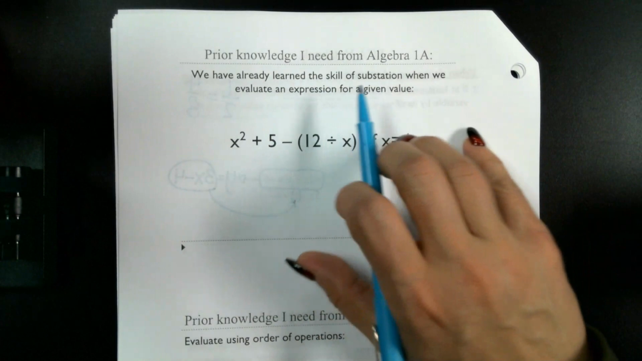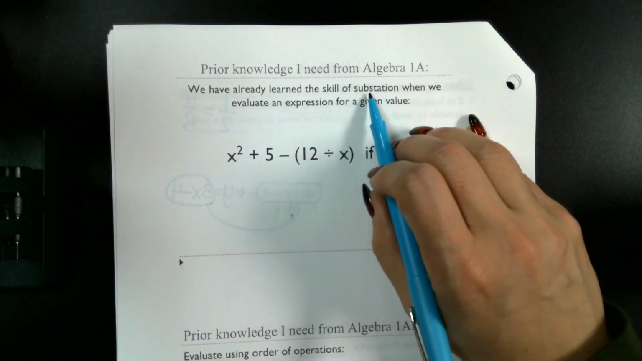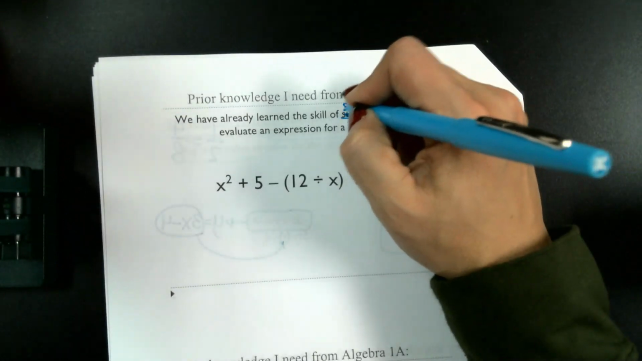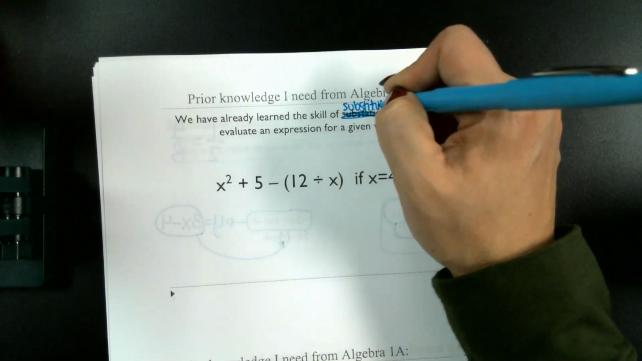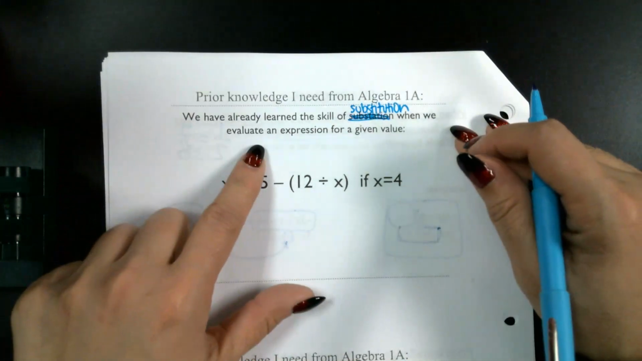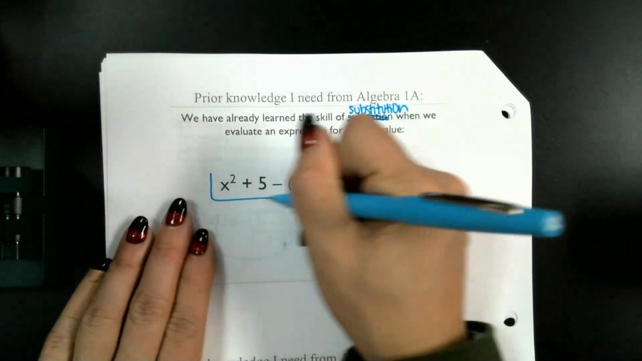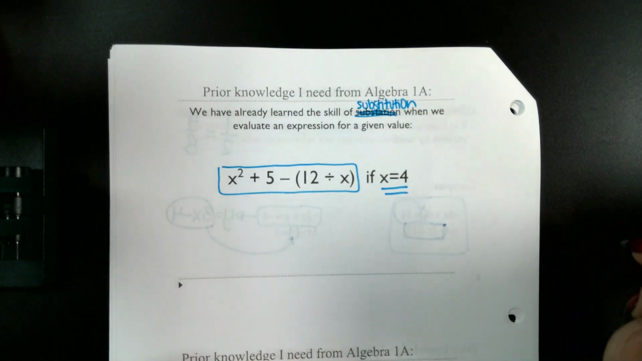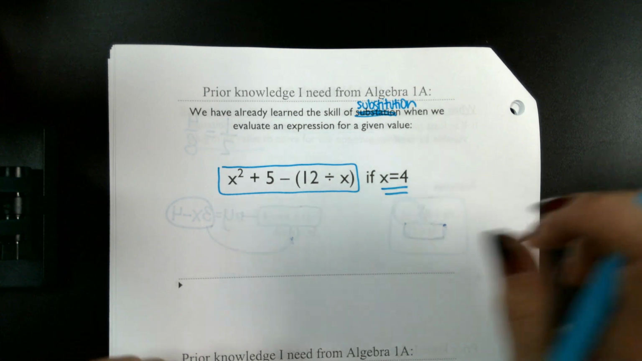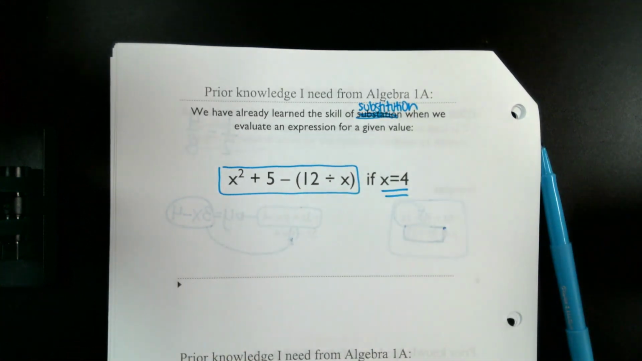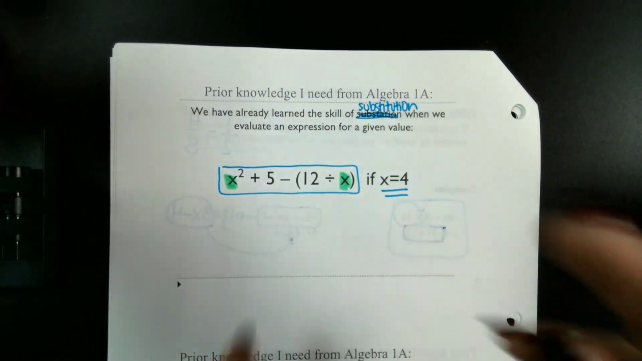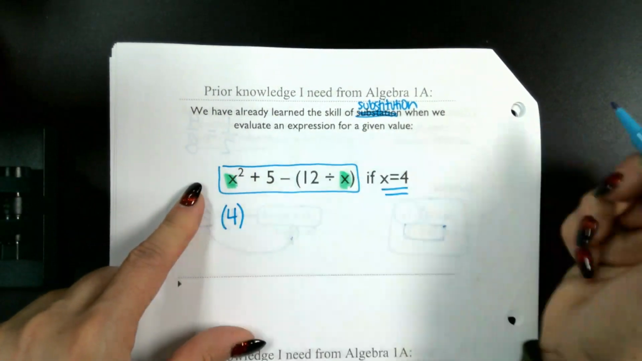Okay, so we have already learned substitution when we evaluate expressions for a given value. So here's our expression, and they tell you x is equal to 4. Well, what am I going to do with that 4? Put it in place of x, wherever we see an x, right? We see an x here and we see an x here. So what we would do is we take x out, put a 4 in its place.